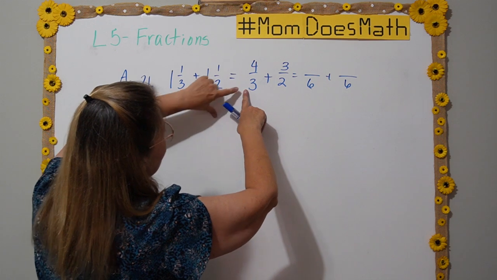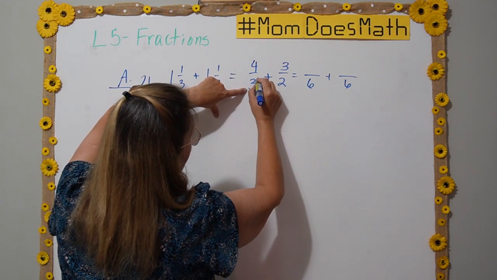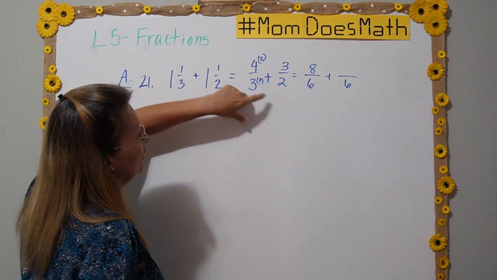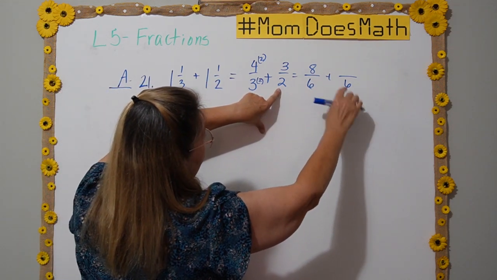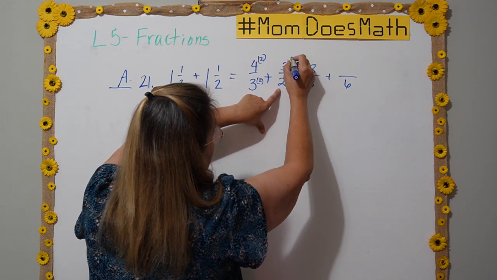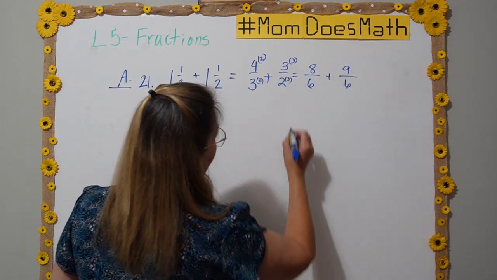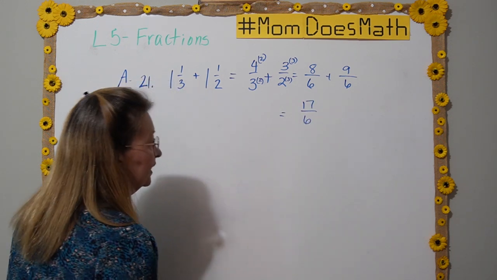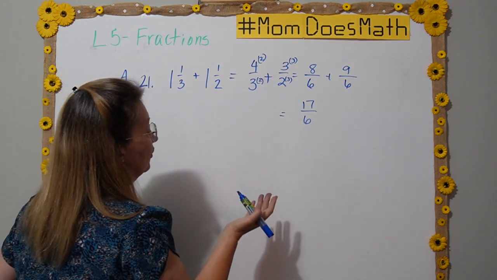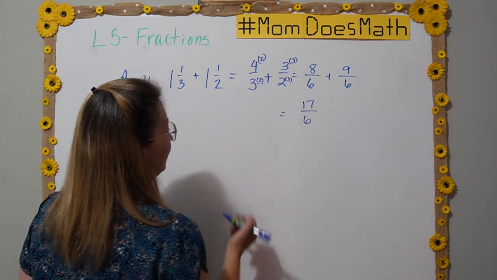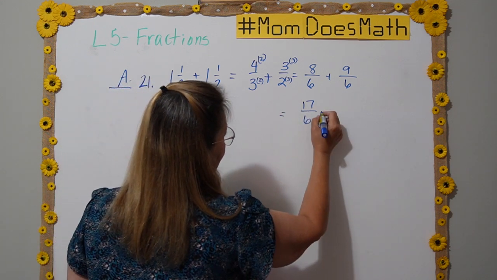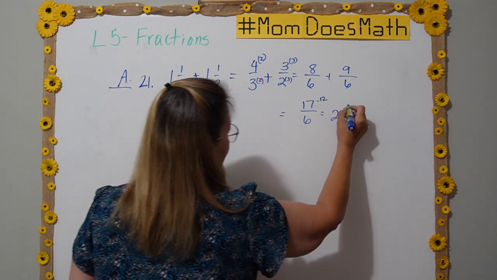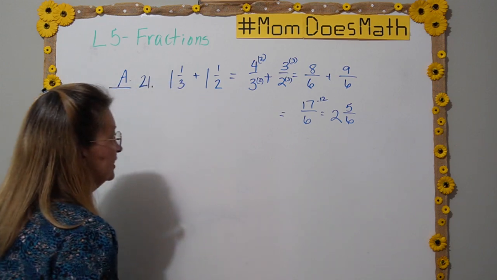All right, what did you multiply 3 by to get your new denominator? You multiplied it times 2, so you got to multiply the numerator times 2 and get 8. All right, what did you multiply this denominator by to get the new one? You multiplied times 3, so you got to multiply this times 3, and you get 9. All right, 8 plus 9 is 17/6, which is lowest terms, but if you want to change it to a mixed number, how many times will 6 go into 17? 2 times. 2 times 6 is 12, so then you subtract that 12 from 17, and you get 5/6.